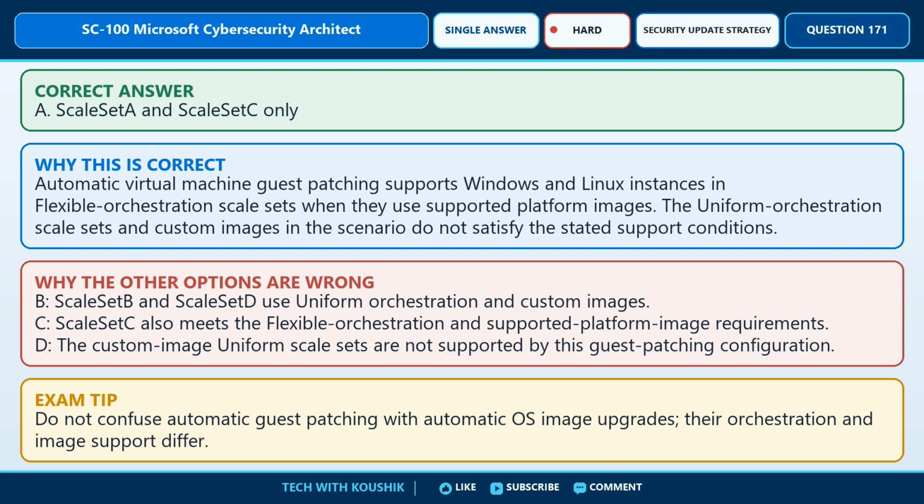B. Scale set B and Scale set D use uniform orchestration and custom images. C. Scale set C also meets the flexible orchestration and supported platform image requirements. D. The custom image uniform scale sets are not supported by this guest patching configuration. Exam tip. Do not confuse automatic guest patching with automatic OS image upgrades. Their orchestration and image support differ.